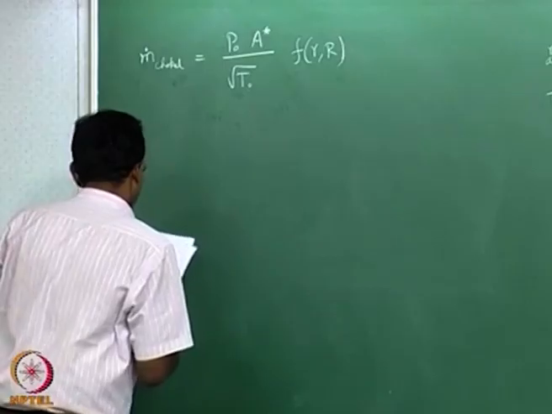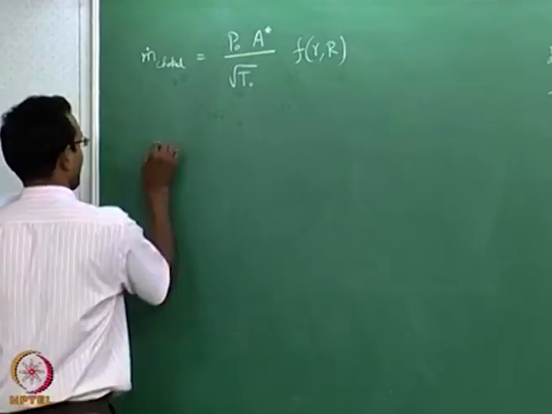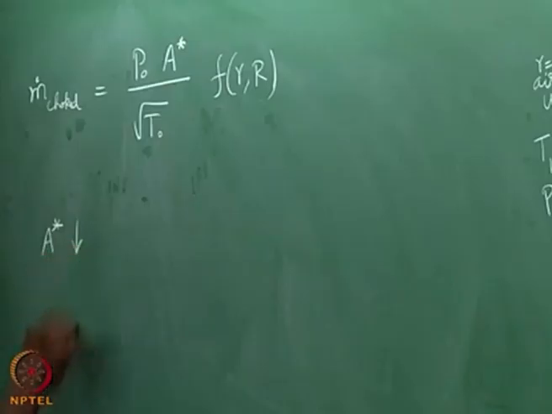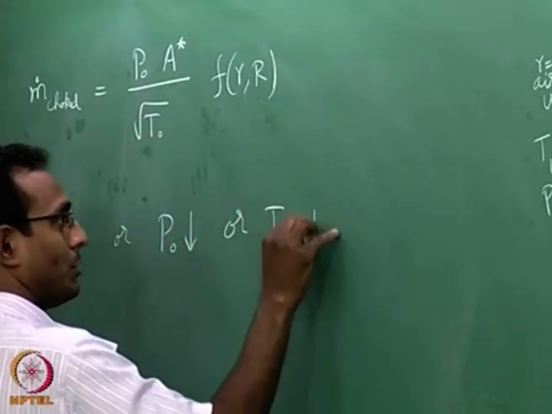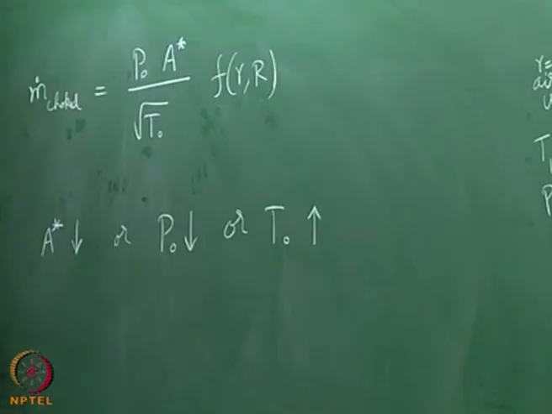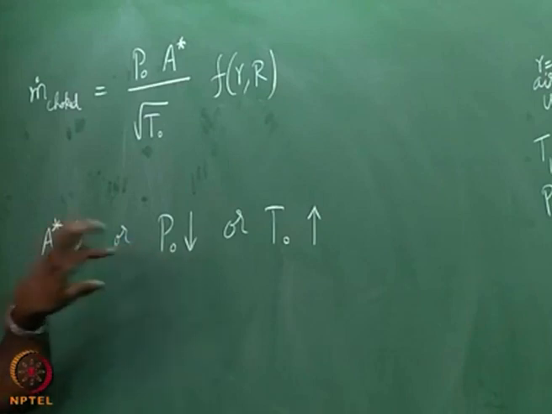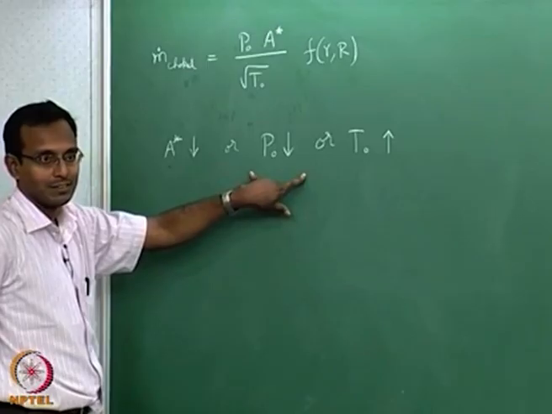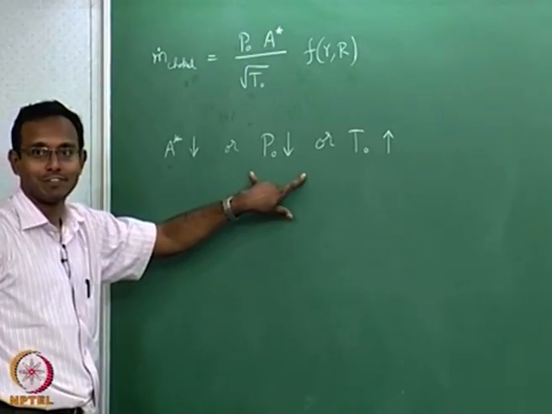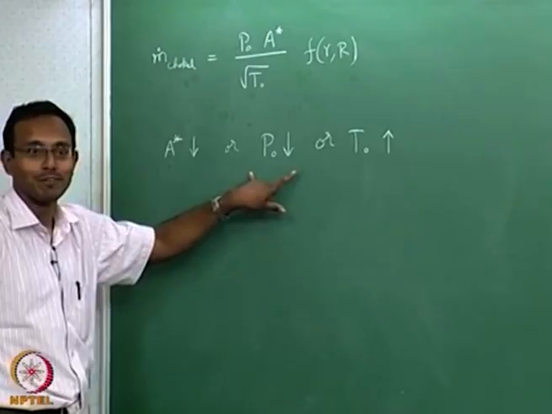Okay. So if I have to go for choking, I have to decrease A star, or P naught should decrease, or T naught should increase. That is, I can have a restriction in the flow area. Okay, that is I am changing the flow geometry, or I can decrease P naught by several methods. One of the methods is by introducing friction. Okay, of course every flow has friction, we are just neglecting friction most of the times and adding it now when we want it, that is all.